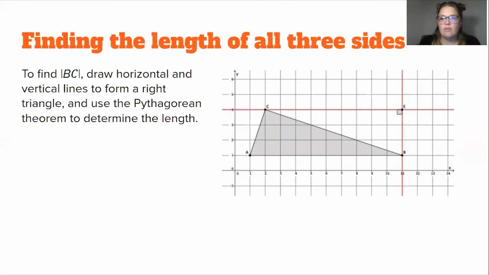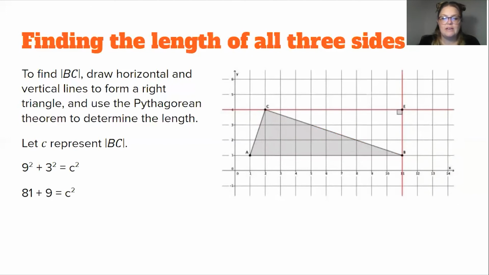The legs of our triangle will be line CE and line EB. So we can see that line CE is 9 units long if we count that out, and line EB is 3 units. So we'll use those as the legs of our triangle, which means C in our equation will represent line BC, which will be our unknown value. So we substitute into our equation a squared plus b squared equals c squared. We're going to use 9 squared plus 3 squared equals our unknown value c squared.